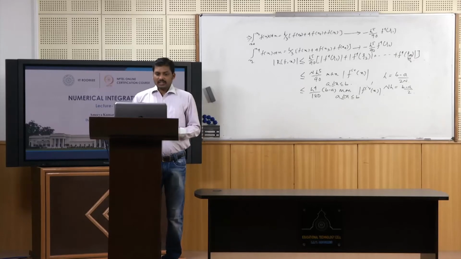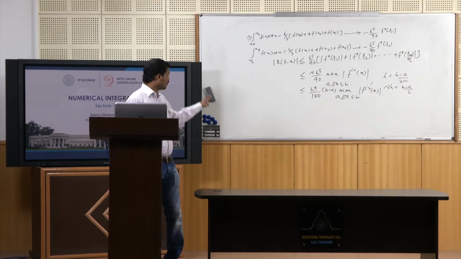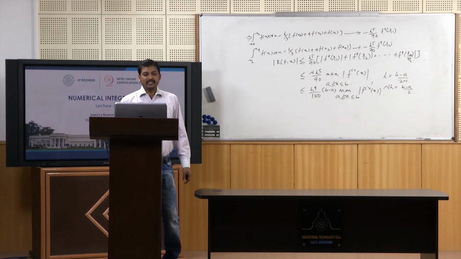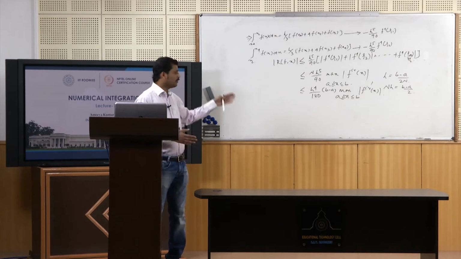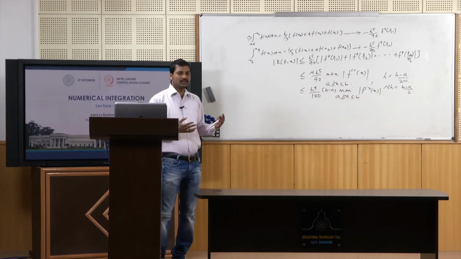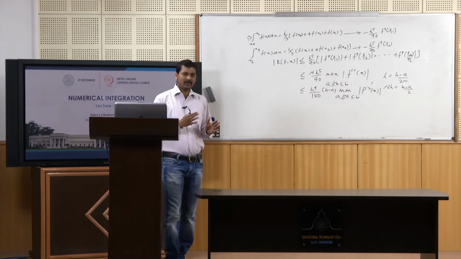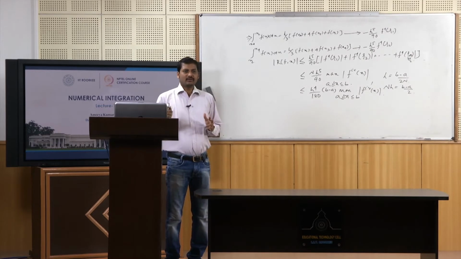So this one is the representation of error in composite Simpson's 1/3 rule, and it can be observed from the expression of error that this composite 1/3 Simpson's rule is of order 3, since the fourth order term is giving the error term here. Since we have already explained that, usually if this error term is written in the form of integration a to b f(x) dx minus summation k equals 0 to n lambda_k f(x_k), this equals c by (p+1)! into f to the power (p+1) of zeta.